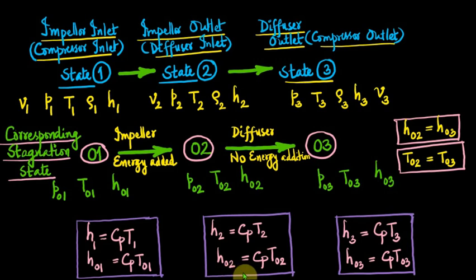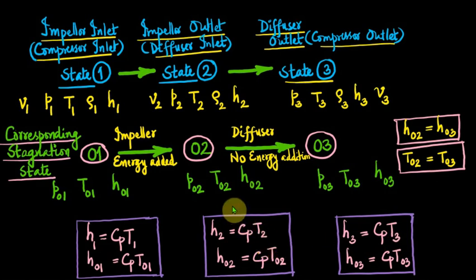So H02 is Cp into T02 and H03 is Cp into T03. Cp is the specific heat of air at constant pressure. Since Cp is constant, when H02 is equal to H03, T02 will be equal to T03. What does it mean? The stagnation temperature at the outlet of the impeller is the same as the stagnation temperature at the outlet of the diffuser. The outlet of the impeller is the inlet to the diffuser, because after the impeller action the air undergoes diffuser action in the diffuser.